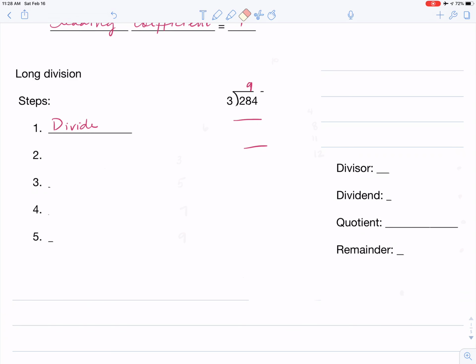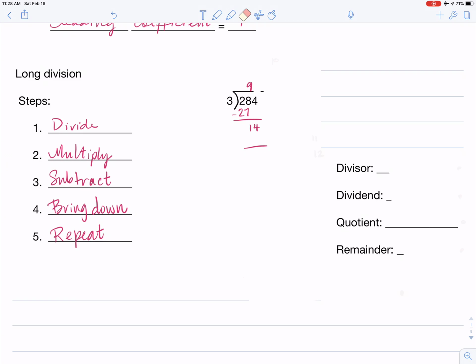Then the next thing we're going to do is multiply that 9 times the 3, and we're going to get 27. The next thing we'll do is subtract. So 28 minus 27 is going to give us a 1. Then we'll bring the next number down, so you bring that 4 down. Then you're going to repeat and start all over again. We say 3 goes into 14 4 times, multiply to get 12, and then subtract again. 14 minus 12 gives us our 2.